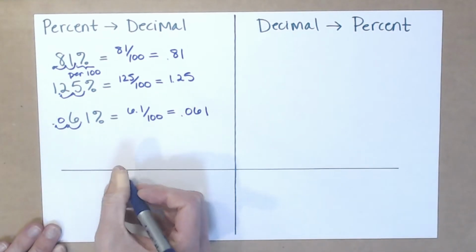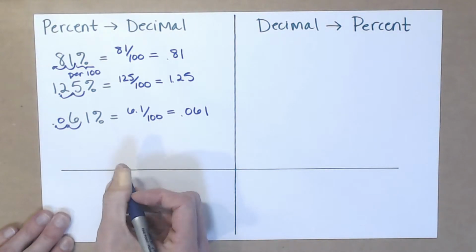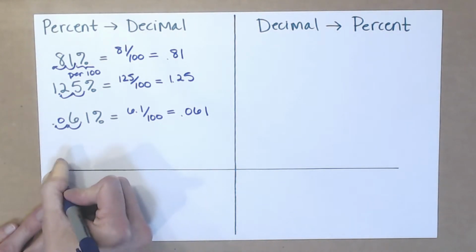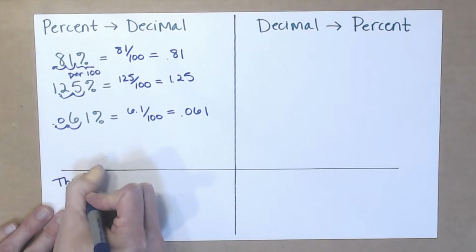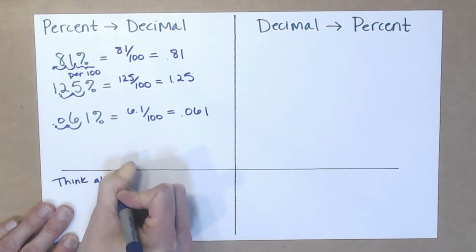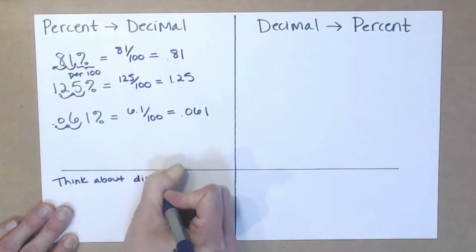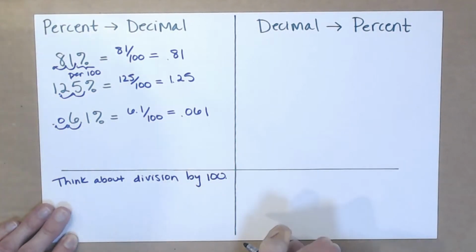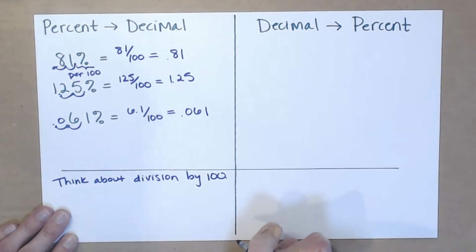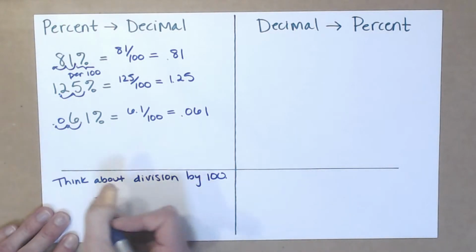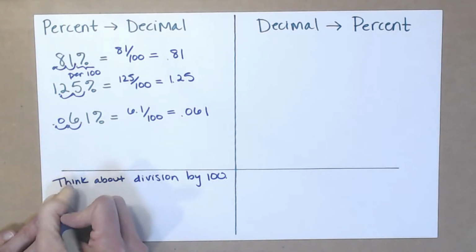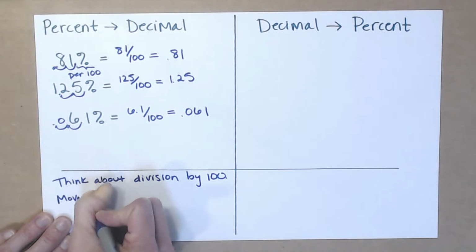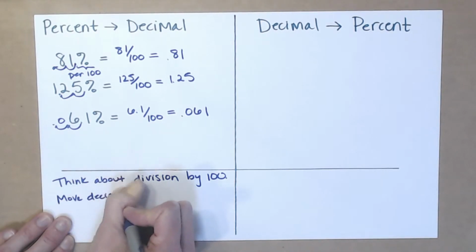So our rule here in converting a percent to a decimal is to think about division by 100, because you're thinking hundredths. Percent is hundredths. And when you divide by 100, you move the decimal point 2 places to the left.